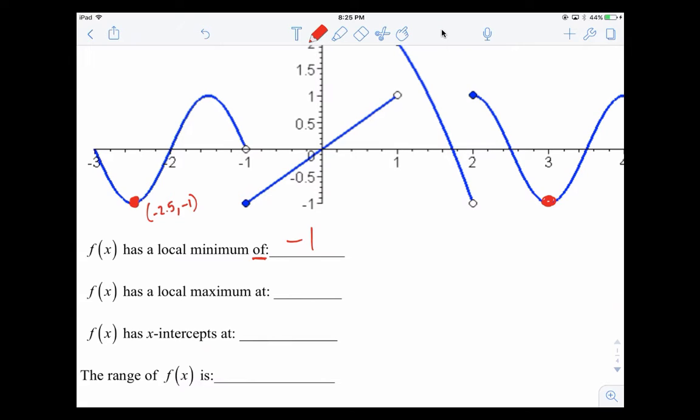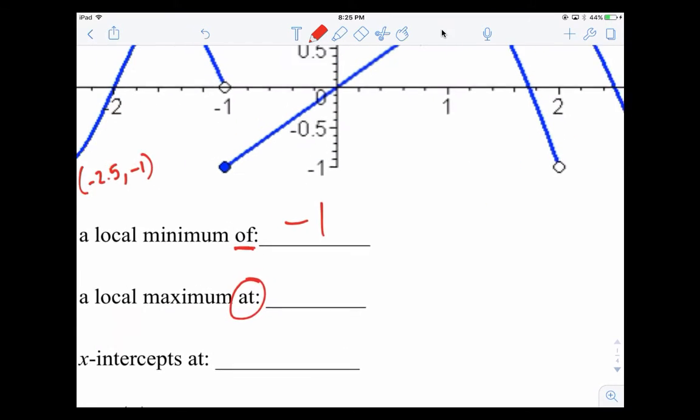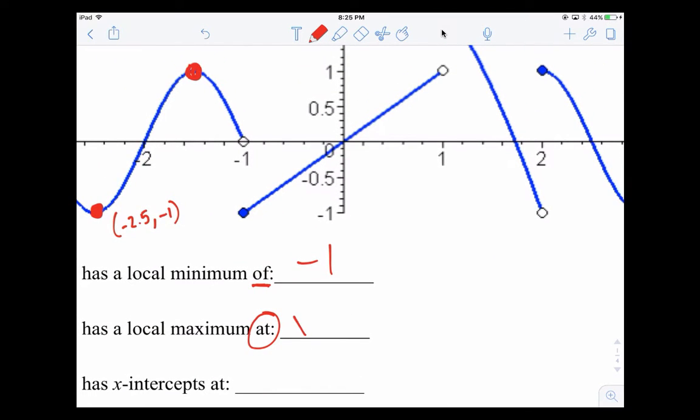The second one, f of x has a local maximum at where? Again, this is the big key. Where exactly do you have a local max? You want to look for where it goes from increasing to decreasing, to the left and to the right. The first one that I see is right here, that looks to be about -1.5. Okay, so that's my first one.